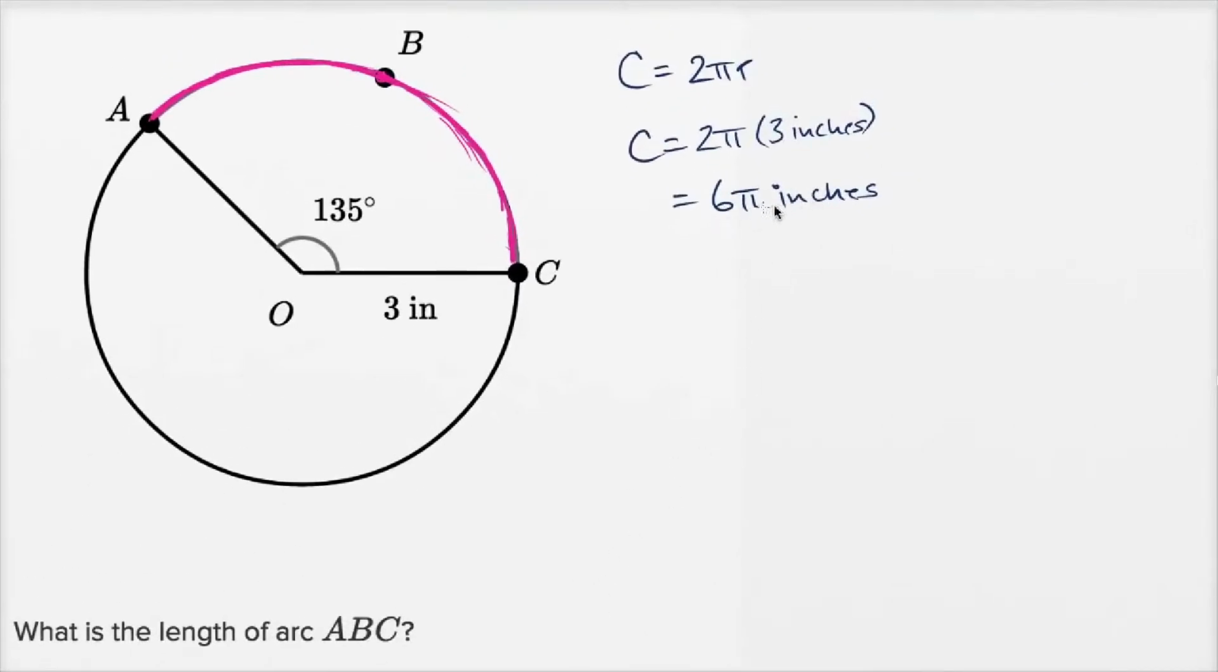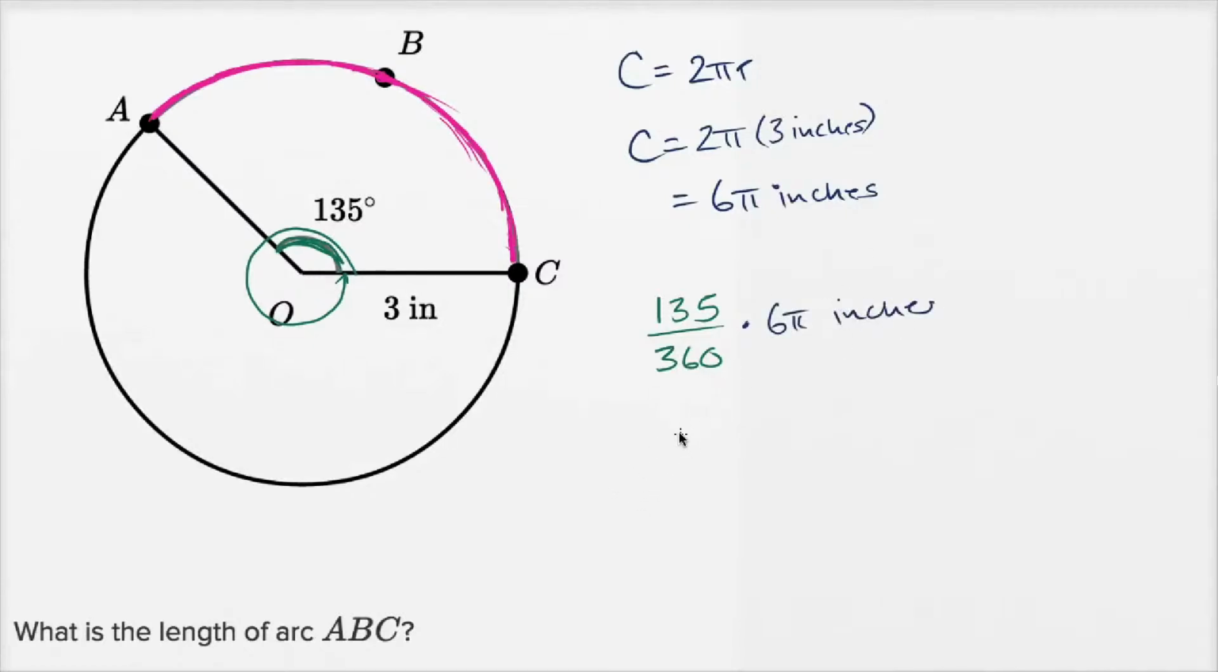So the entire circumference is 6 pi inches, but this arc length isn't the entire circumference. It only goes 135 degrees out of 360 degrees. Remember, if we were to go all the way around, that's 360 degrees, while this angle right over here is 135 degrees, the angle subtended by this arc. So this arc length is going to be 135/360ths of the entire circumference, so times 6 pi inches.